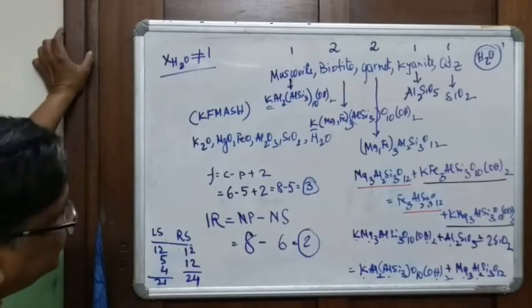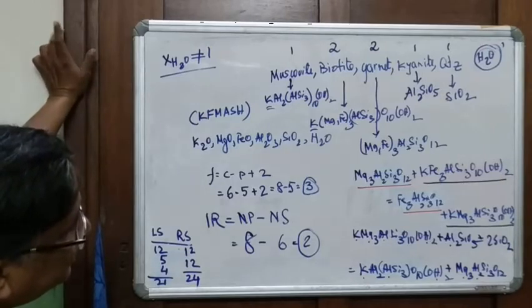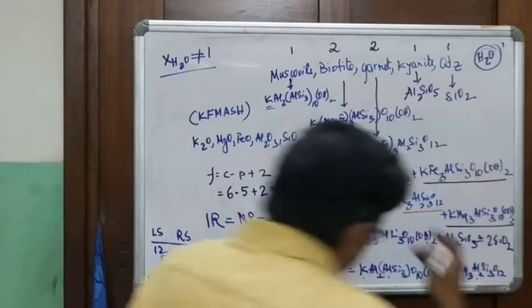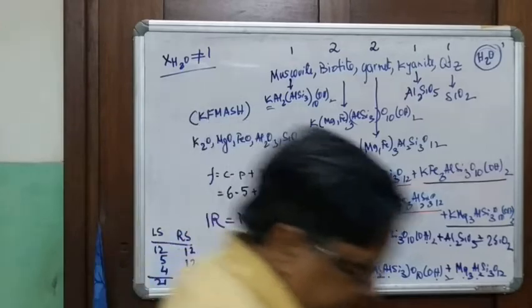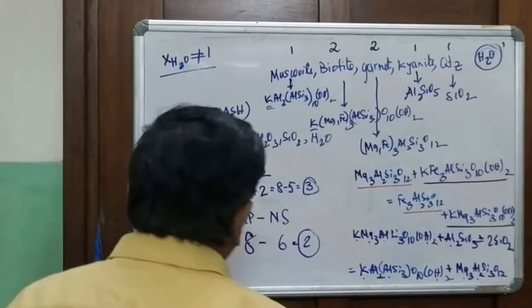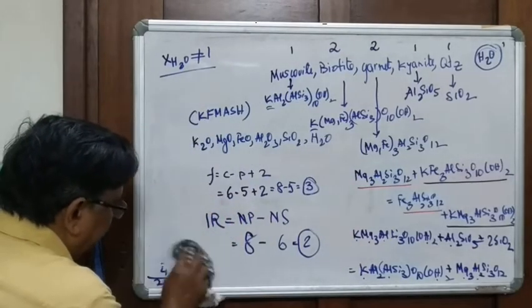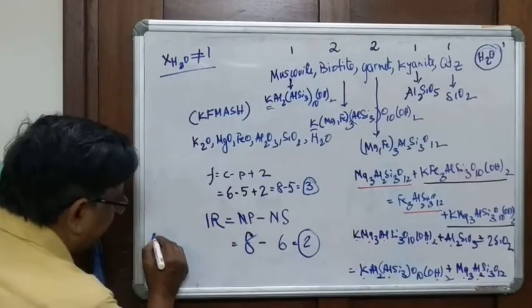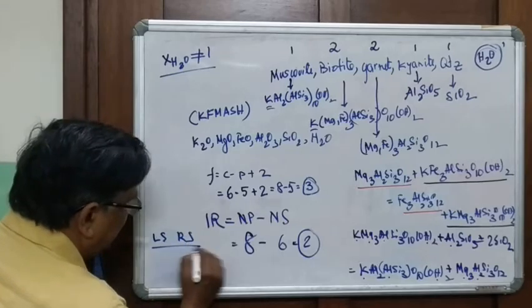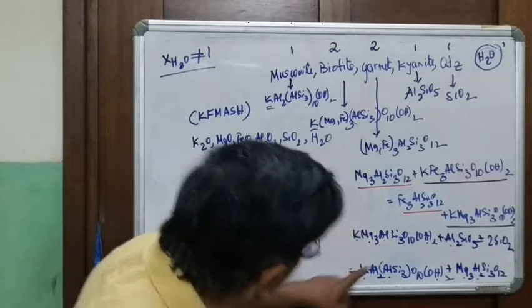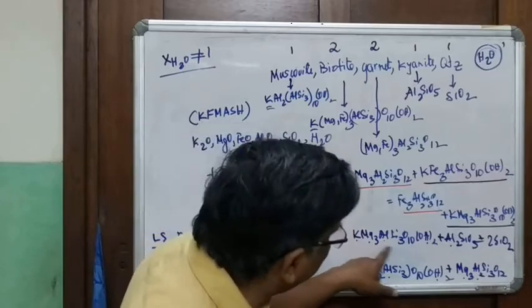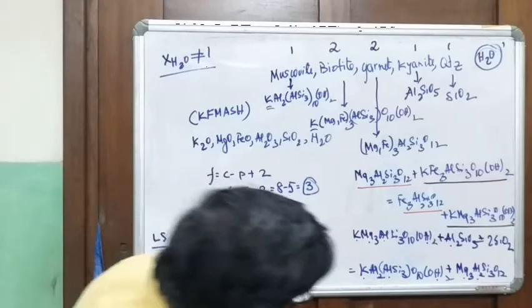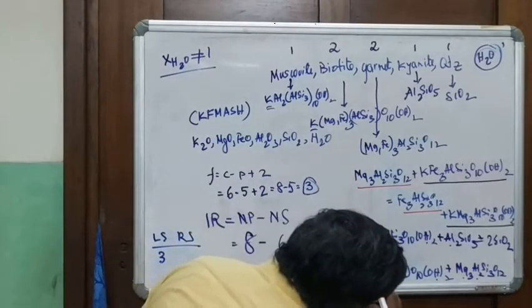Where did I go wrong? Oh, sorry, I made a mistake here. There is a mistake. Let me correct it. Wait. How many aluminiums are there? This is left hand side. This is right hand side. How many aluminium is there on the left hand side? 1 plus 2, 3. How many on the right hand side? 2. See, this is missing.